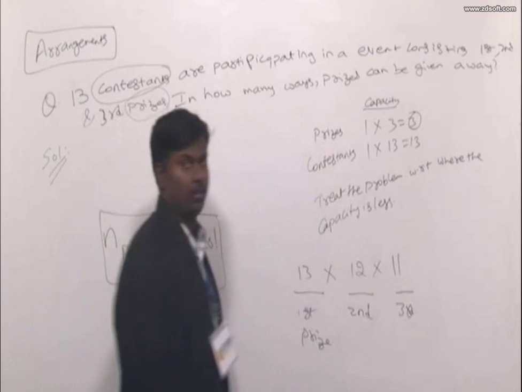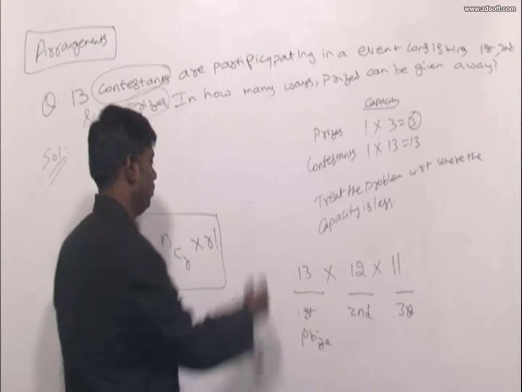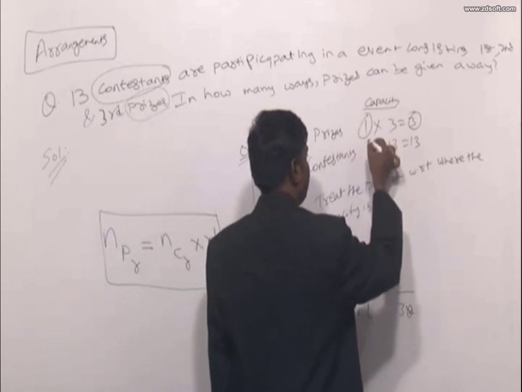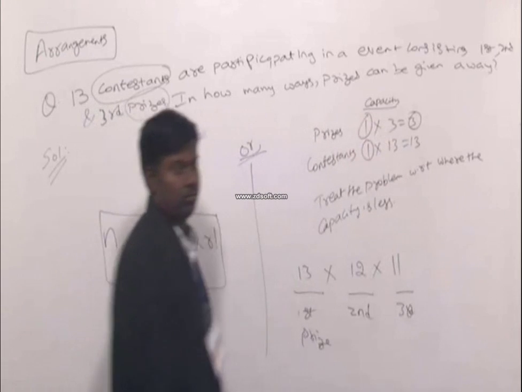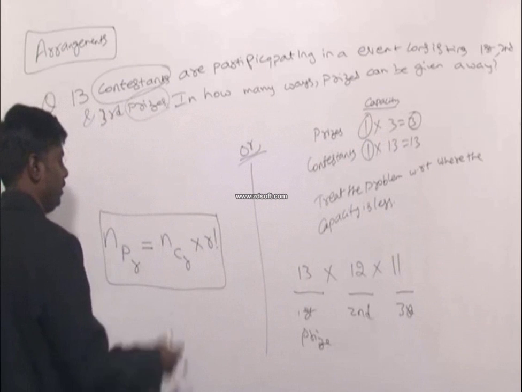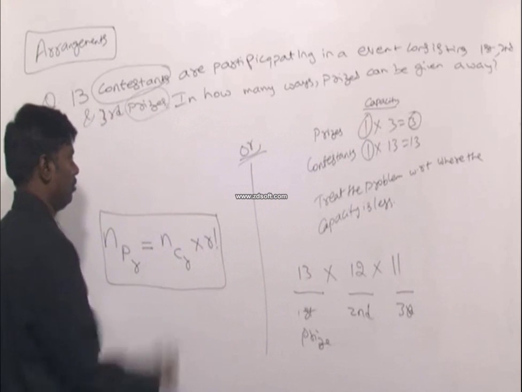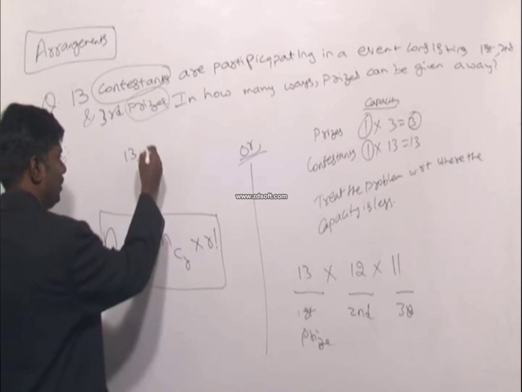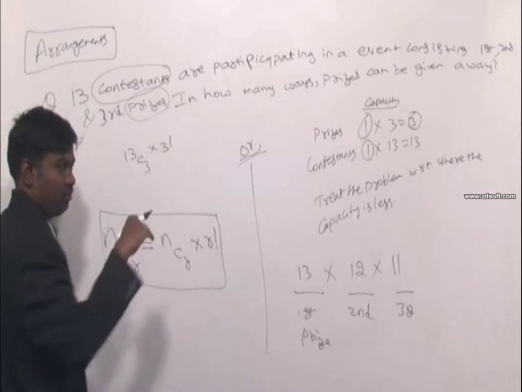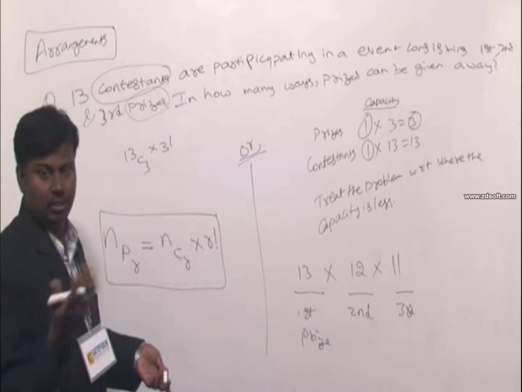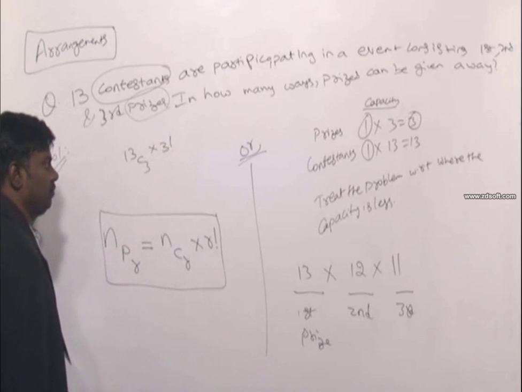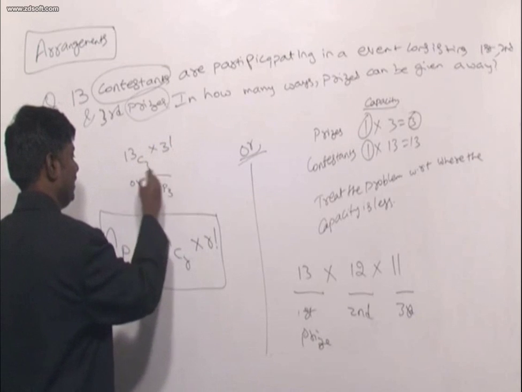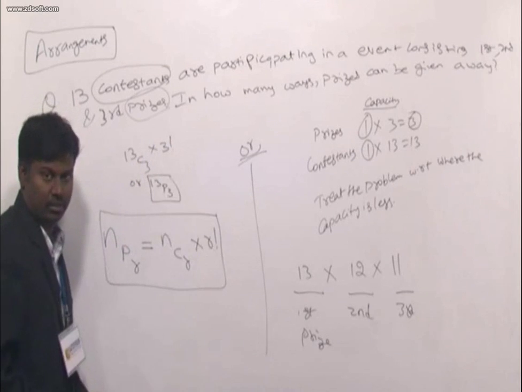There is one more way in which you can do this. This method can be done only when the individual capacity is 1. Right? That is the previous one. 13C3 you select. As soon as you select, first, second, third can be interchanged in 3 factorial ways, or 13P3. Both should give the same answer.